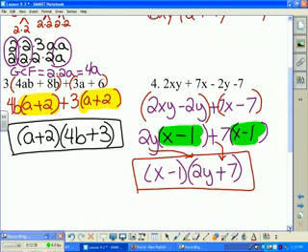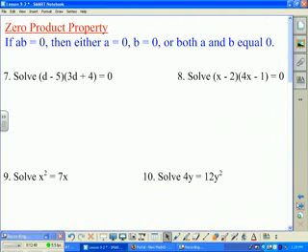Alright, now that we've had a good taste of factoring, the next thing we're going to look at on the back side is dealing with solving. So our rule for solving here is called the zero product property. And it states that if you have two numbers, a times b, and it's equal to 0, then either a must be equal to 0 or b must be equal to 0. Or even both a and b are equal to 0. And it's the last case that we must consider. Both a and b are equal to 0. So how do we use that? Well, we use that in a problem like number 7 where it says solve.